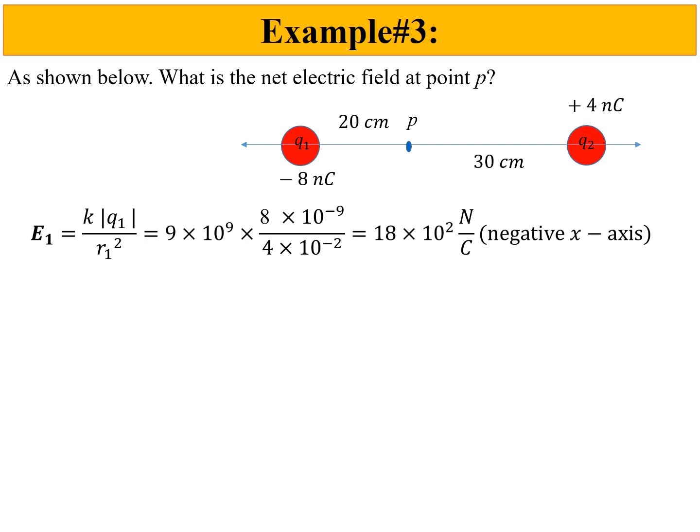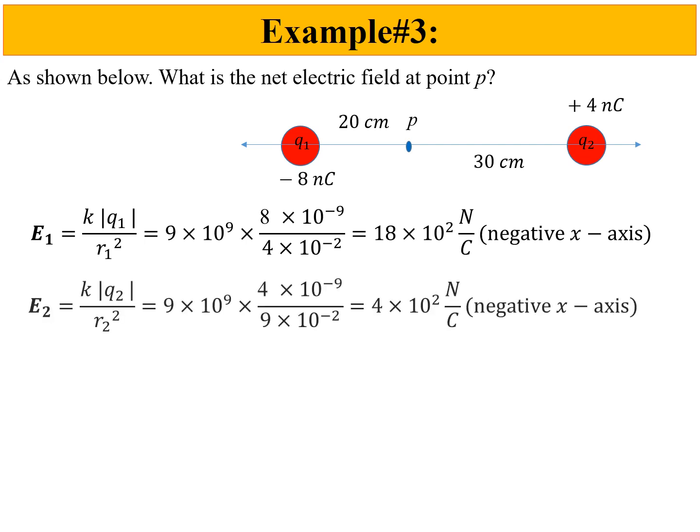If you calculate E1, you will find that it is 18 times 10 to 2 Newton per coulomb, pointing in the negative x-axis. If you calculate E2, you will find it to be 4 times 10 to 2 Newton per coulomb, again pointing in the negative x-axis. As I told you in the first video, the electric field at a given point due to a negative charge appears as coming to it, while the electric field due to a positive charge at a given point appears as leaving it toward the point.